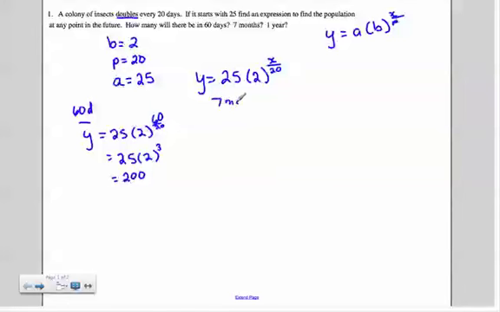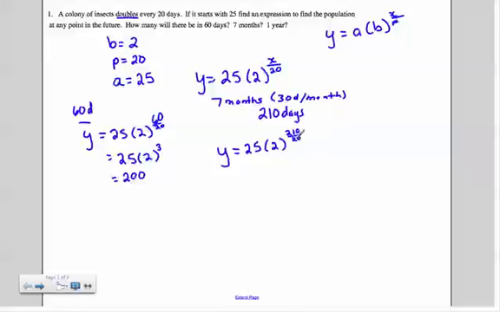For 7 months, here's where I have to be careful because my period is in days. 7 months, it's not going to be exact, but I'm going to say there's an average of 30 days per month. So 7 months is really 210 days. I went 7 times 30. I can't put the 7 in for x because that would be for 7 days, not 7 months. So I convert it to an approximate number of days, so 210 divided by 20.